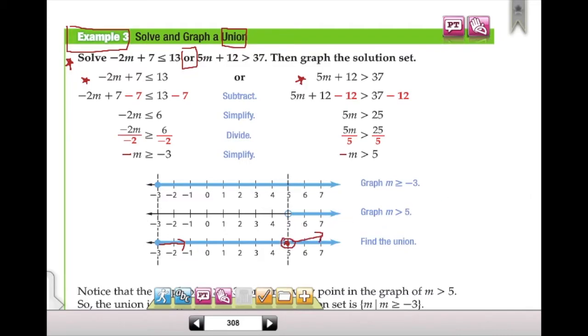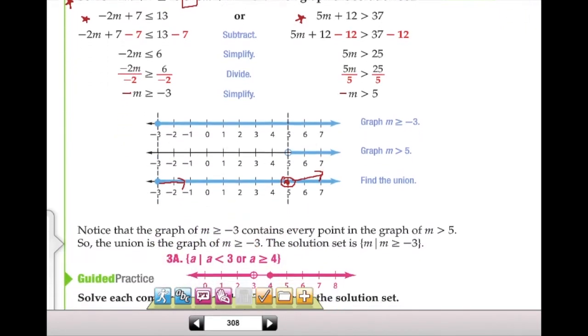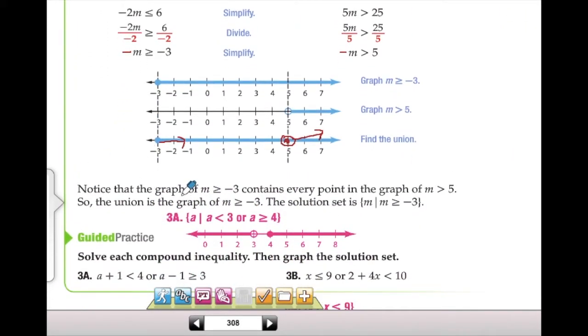So we're finding the place where they overlap, and it says, notice that the graph of m is greater than or equal to -3 contains every point in the graph of m greater than 5. So the union is the graph of m is greater than or equal to -3. And the way we write that solution set is m such that m is greater than or equal to -3.